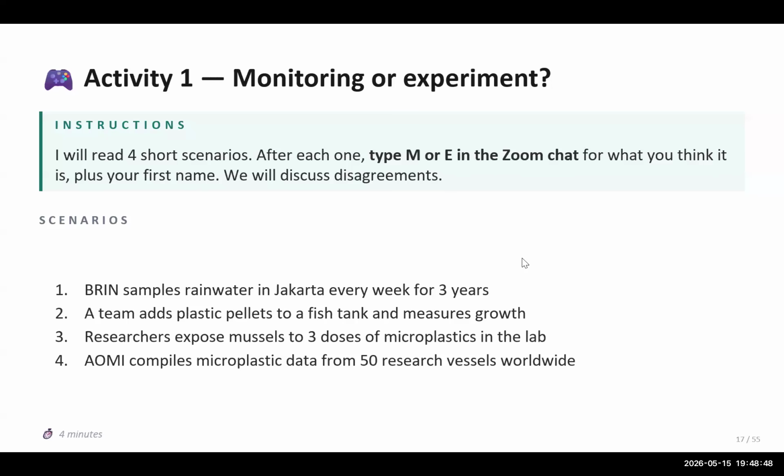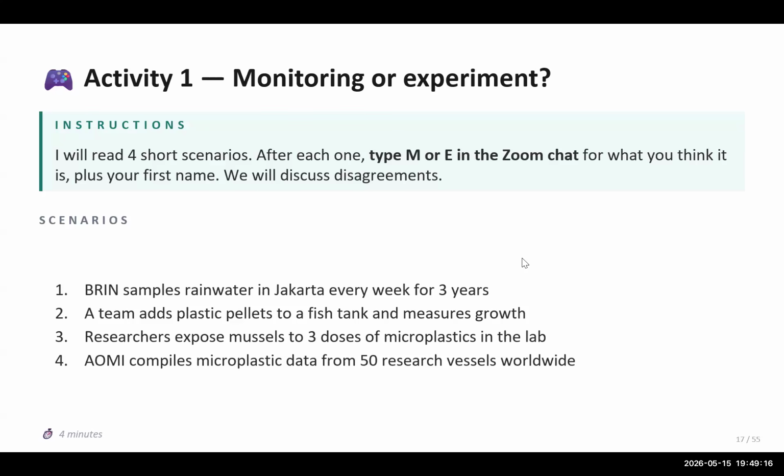Okay, let's continue. Number three, researchers expose mussels to 3 doses of microplastics in the lab. This one is easy. Do you think it's a monitoring or an experiment? I want to see the students from environmental pollution answering this. Come on. E, okay. E, good, very good.